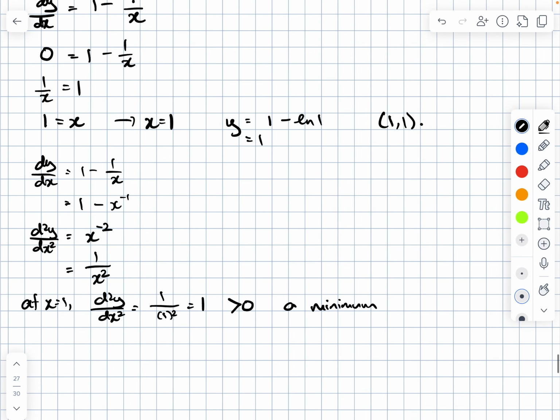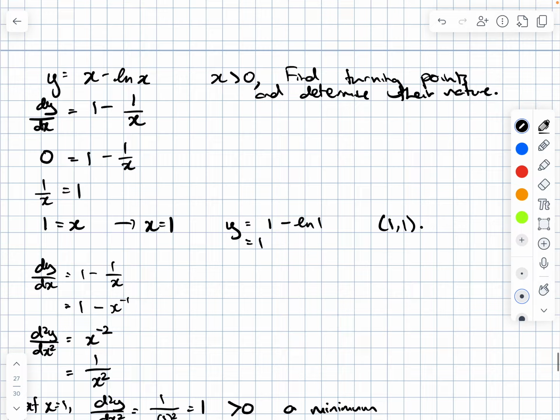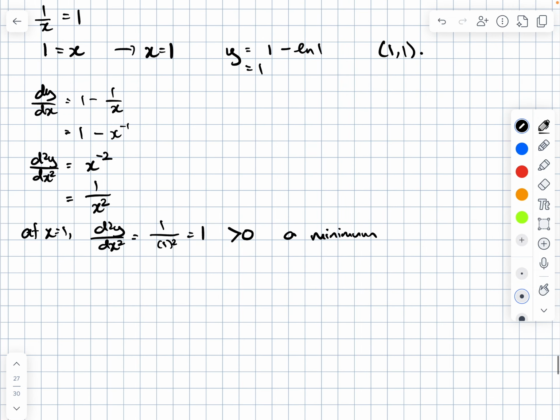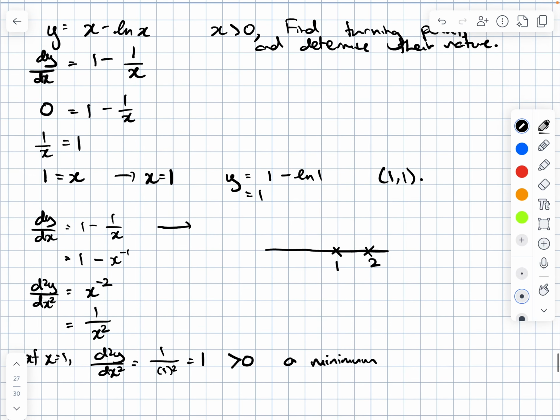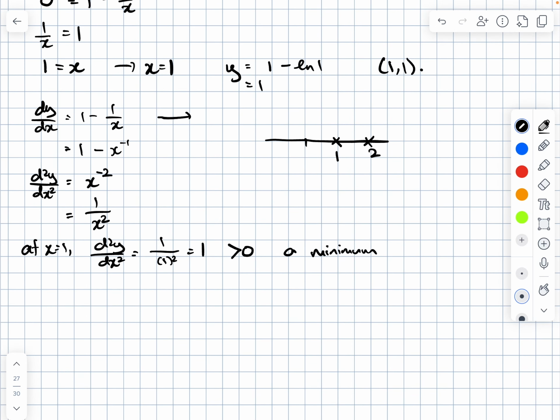We can also work out the nature of this by, instead of doing the second derivative, going from the first derivative and creating a number line where we have x equals 1 there, and I'm going to put two numbers on either side. So 2, now we are told that x must be greater than 0, so we can't use 0, so maybe I'll use 0.5, and I'm going to calculate dy dx.